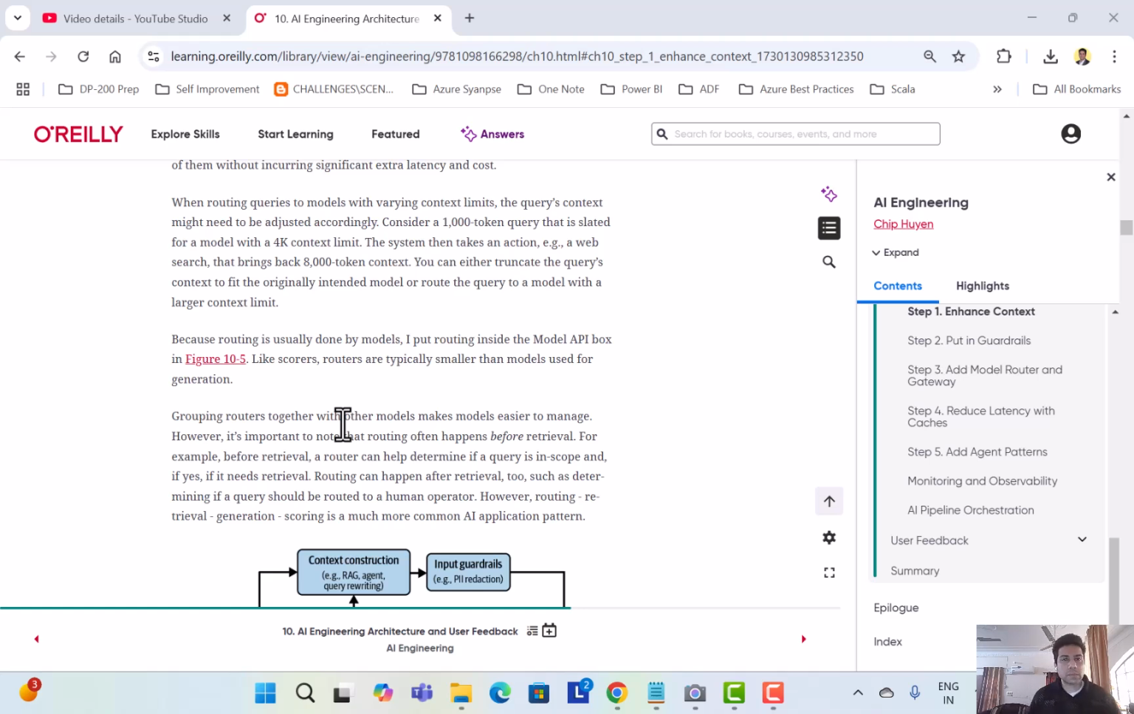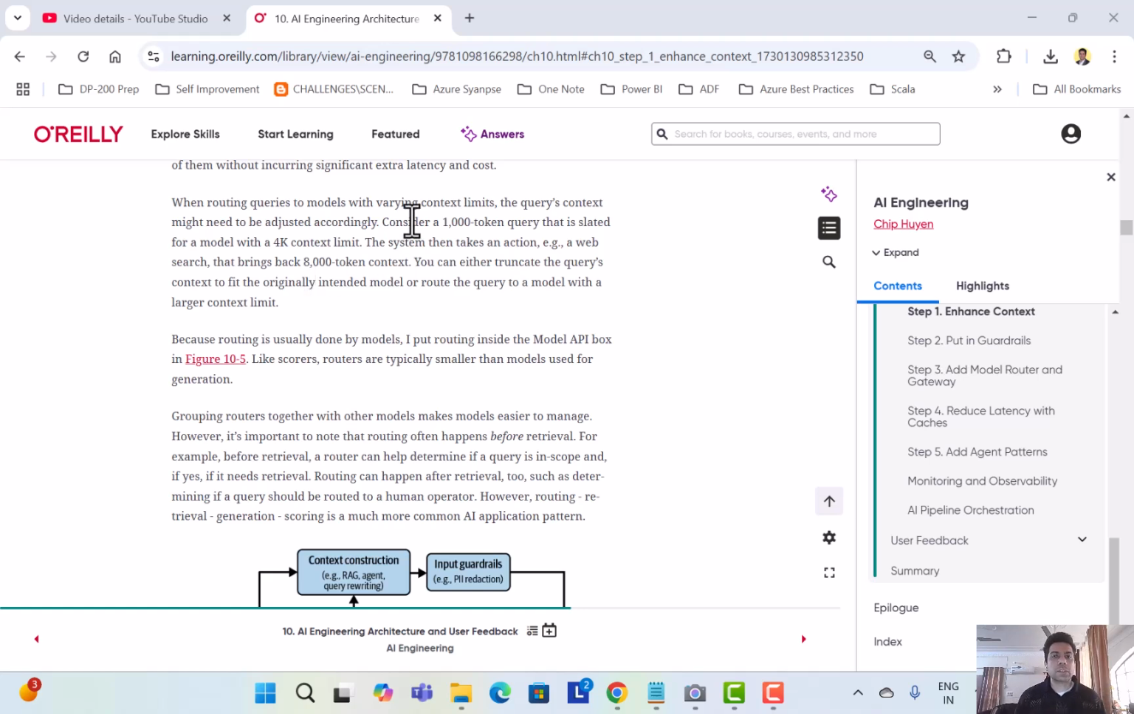So here there are some important things. One is the input token limit, which is 1,000, that is slated for a model with a 4K context limit. The system then takes an action, a web search that brings back 8,000 token context. You can either truncate the query's context to fit the originally intended model or route the query to a model with a larger context limit. So we are just talking about the input token limit only, I think.